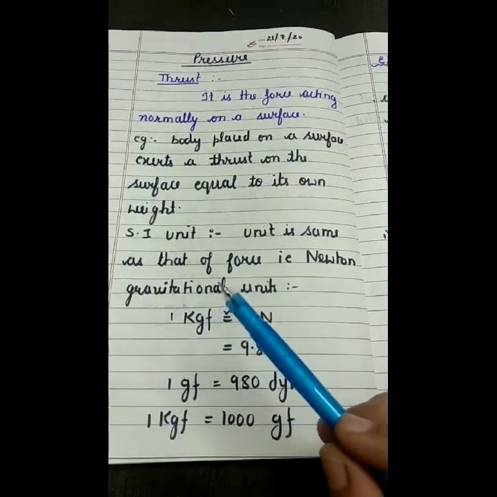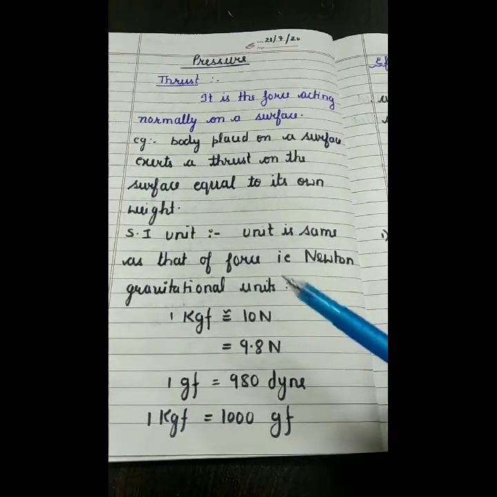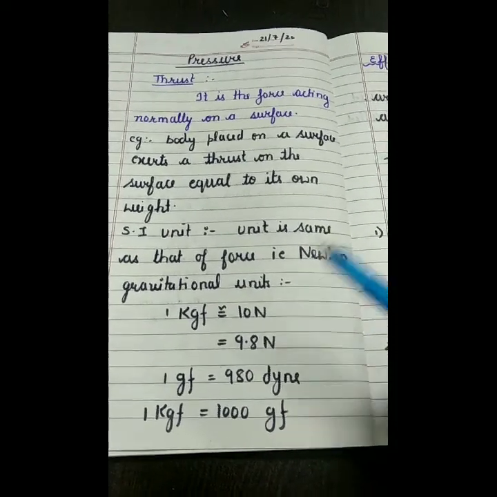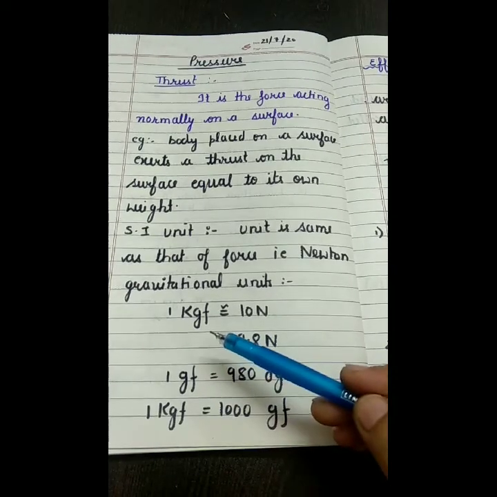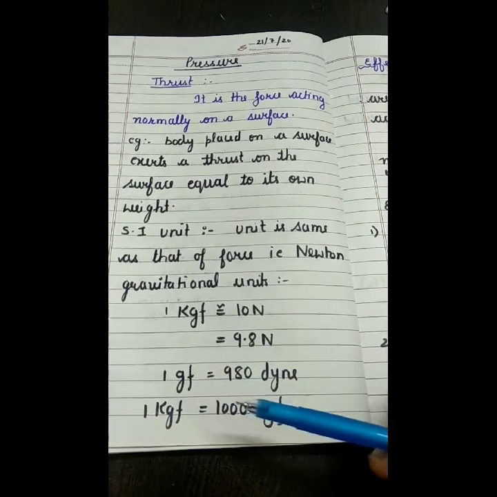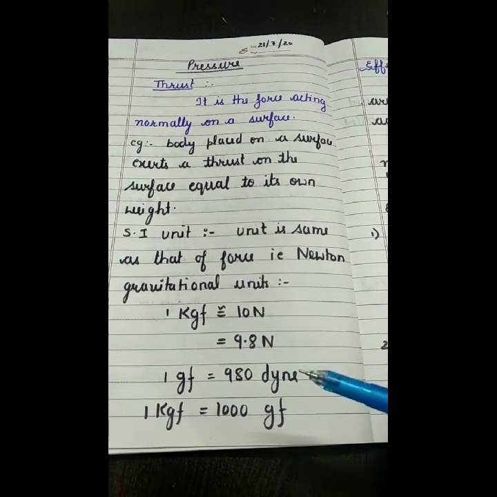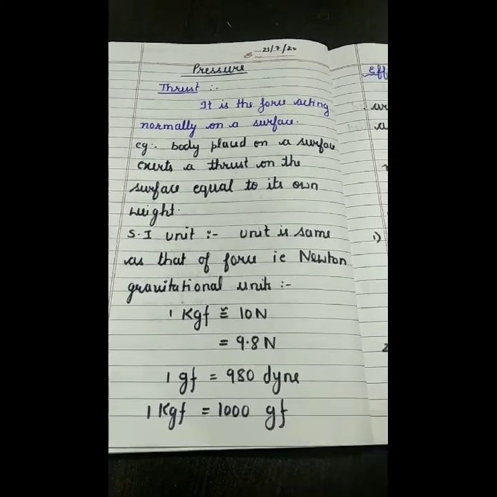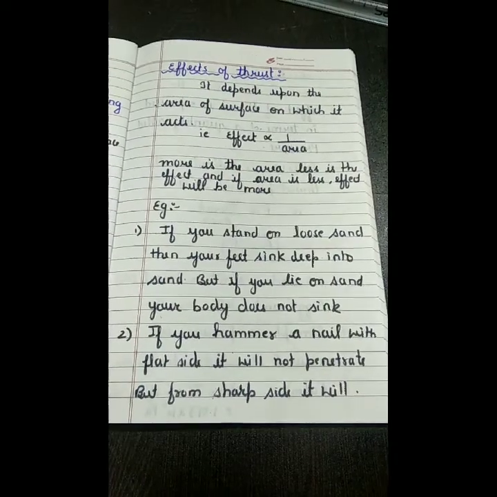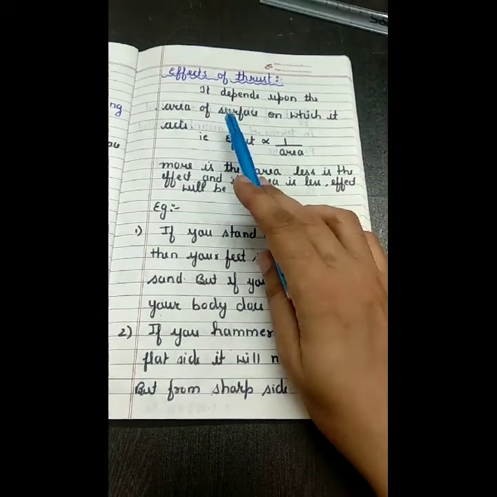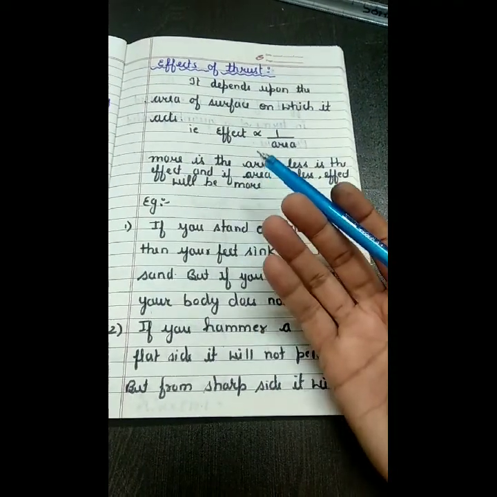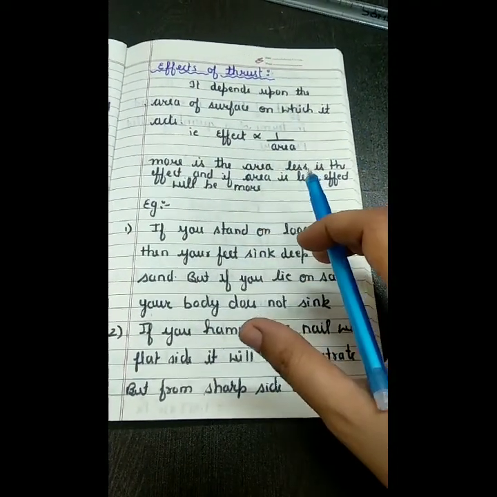Now what is the SI unit? As this is a force also, the SI unit of thrust is the same as that of the force, that is Newton, and other gravitational units, kilogram force in SI and gram force in CGS. This we have done in the previous chapter as well. So we are clear about thrust. Now, the effect of force depends upon the area of the surface, how much area we are taking to apply the force on.